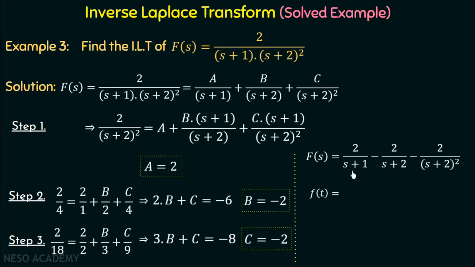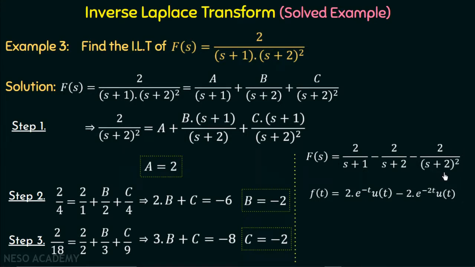So what is the inverse Laplace transform of 2 over (s plus 1)? Yes, we know it is 2 multiplied e to the power minus t u(t). u(t) is multiplied with e to the power minus t because we are dealing with the unilateral Laplace transform. Similarly, what is the inverse Laplace transform of 2 over (s plus 2)? Yes, it will be 2 multiplied e to the power minus 2t u(t). And now we need to calculate the inverse Laplace transform of 2 over (s plus 2) whole squared.